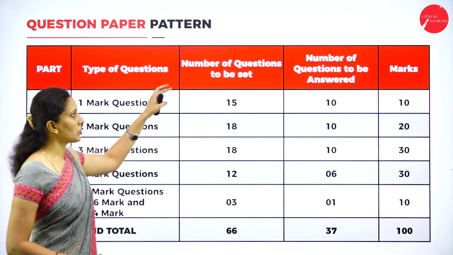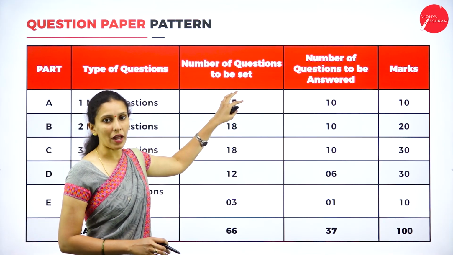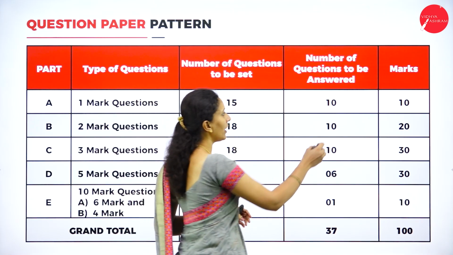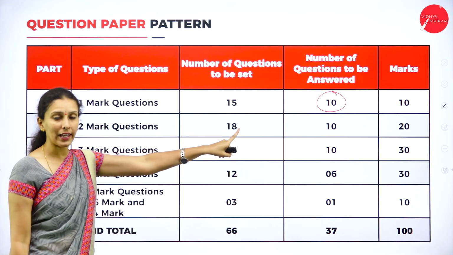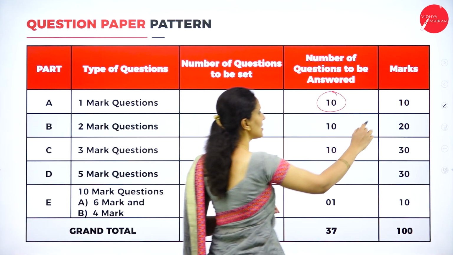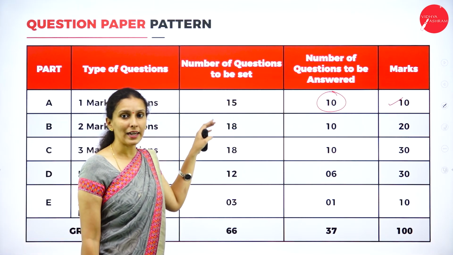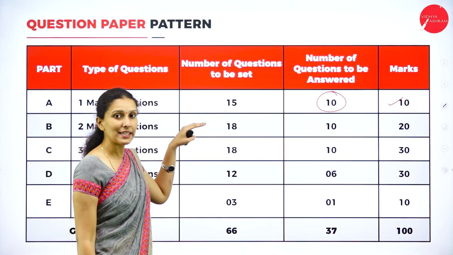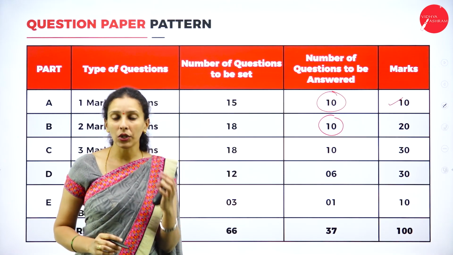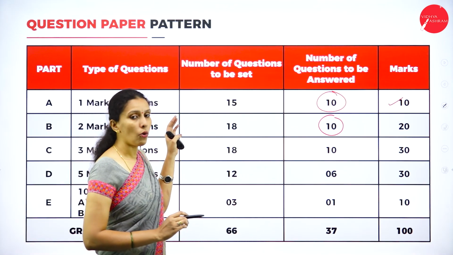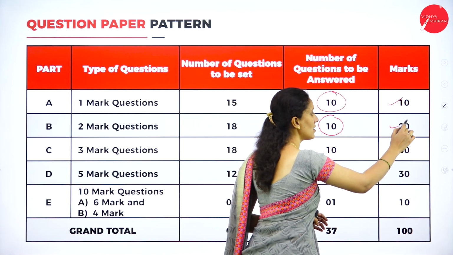The number of questions they have set this academic year: they have given 15 1-mark questions, where you have to attend only 10 questions. That is, the number of questions to be answered in part A is only 10, which contain 1 mark each. So therefore it is 10 marks. Now in 2 mark questions, the number of questions they have set in the paper is 18. So you have to attend only 10. Here also you have 8 extra questions. So out of 18 questions you have to attend only 10 questions. So 10 into 2 is 20 marks.